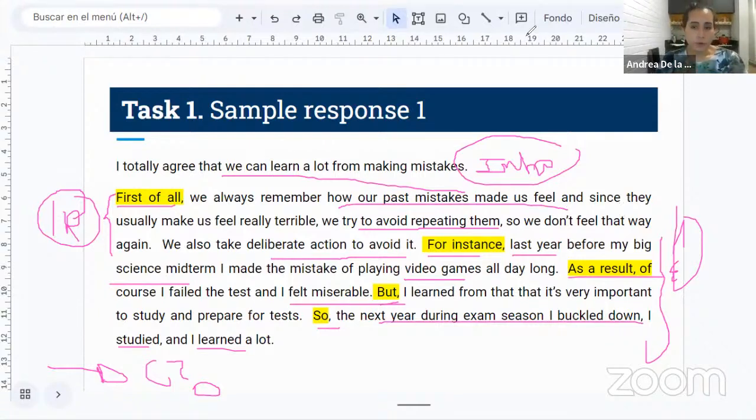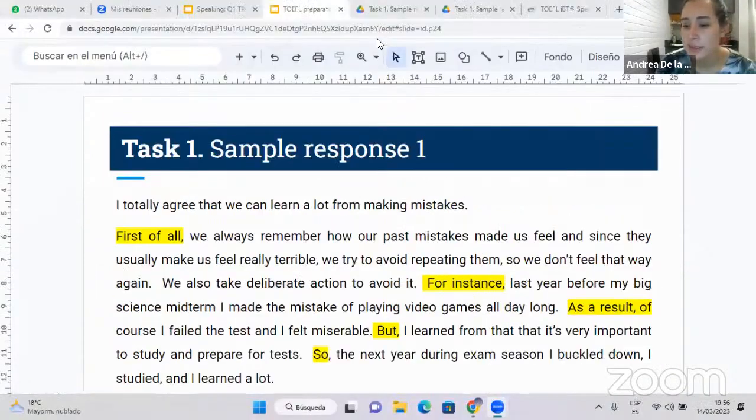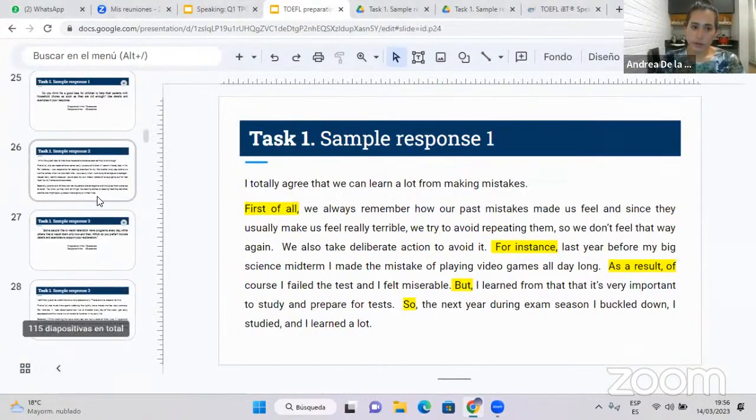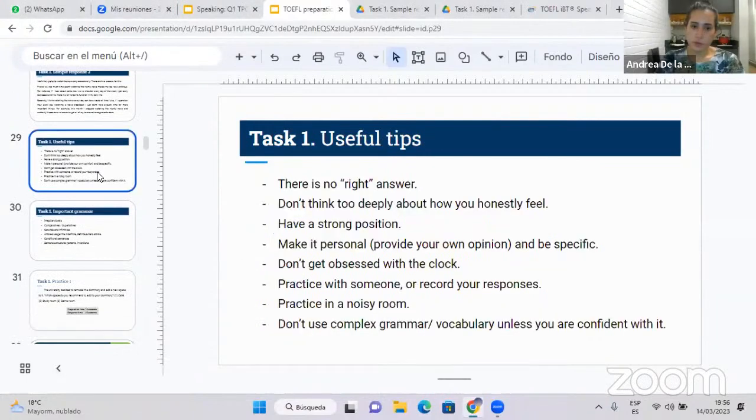So that's a complete response, okay? An introduction, a reason, and an example with enough details and good grammar and good connectors. And that's what you guys are going to be doing. Do you have any questions so far about what we did today, about these sample responses we heard? Do you guys have any questions?